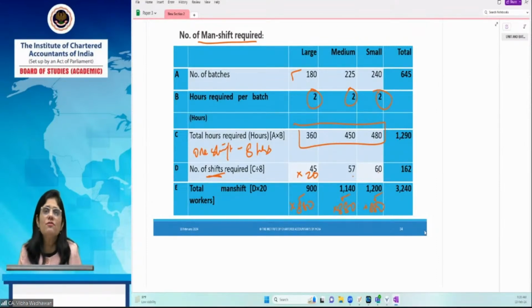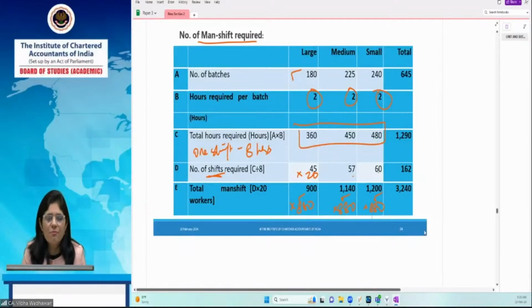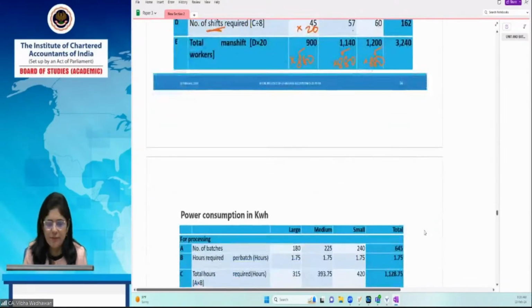How many shifts will be required for that worker? 45 shift चाहिए एक worker के लिए. 20 workers हैं तो 900 shifts हमें चाहिए large के लिए. और 880 पर 8 hour की shift है तो उस हिसाब से आप calculation करोगे. So these are number of man shift required.